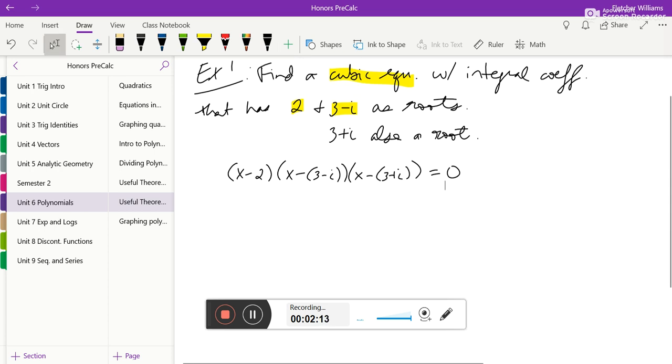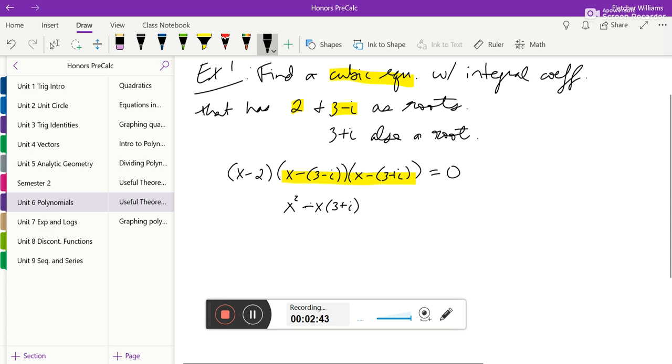So just some advice, whenever you have imaginary conjugates, so this 3 plus i and 3 minus i, you should FOIL those factors first. That will make the i's disappear more quickly. So let me do that. So x times x is x squared. x times minus (3 plus i), so that's minus x times (3 plus i).